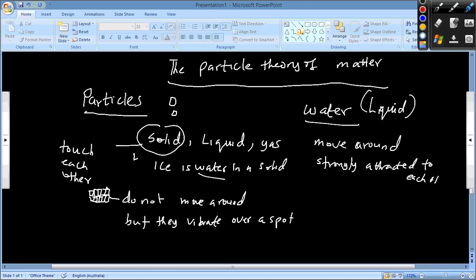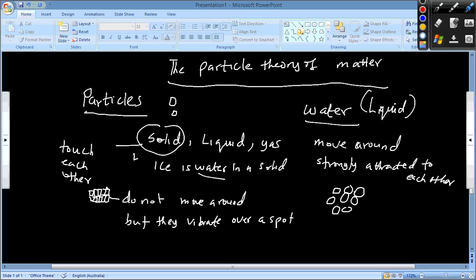And the reason they're strongly attracted to each other is because they have some forces of attraction between the particles which they've not got enough energy to overcome. The particles are strongly attracted to each other, but they are not arranged in a regular pattern. They could be arranged in this form, so they could slide past each other, because the force of attraction is not as strong as that of a solid.